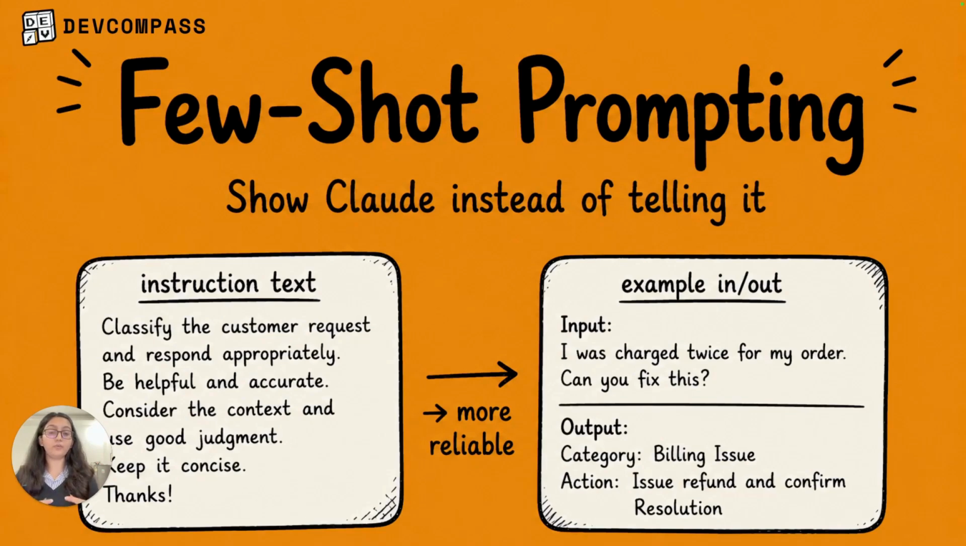In the last video, we replaced vague instructions with categorical rules. This video: when rules aren't enough, when the right output depends on nuance that's hard to describe in words, we need to show Claude what correct format looks like. And that is few shot prompting.